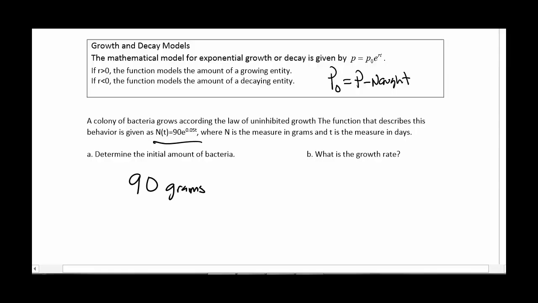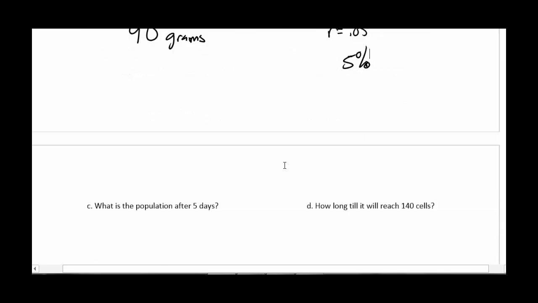What number would represent the growth rate? So what would R be? And that's R is 0.05. So our population is growing by 5% each day. So we're measuring t in terms of days. And then we'll keep going.